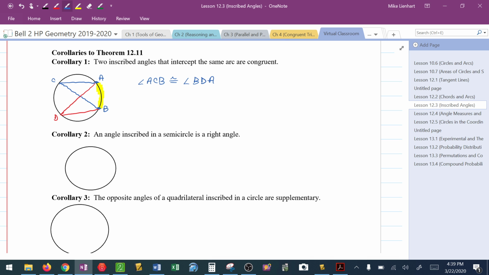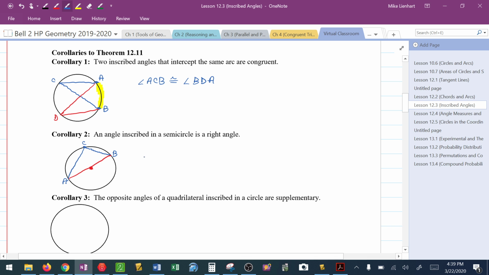Now, corollary 2 says that an angle inscribed in a semicircle is a right angle. Well, let's take a look at what that is going to look like here. So let's say that I've got a center right here. I know that a circle becomes a semicircle if that's a diameter. So now I'm going to sketch an angle here whose endpoints are the endpoints of a diameter. So we'll call those A and B, and we'll call this C.